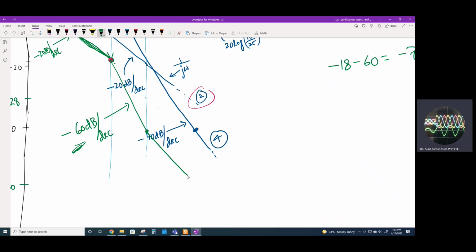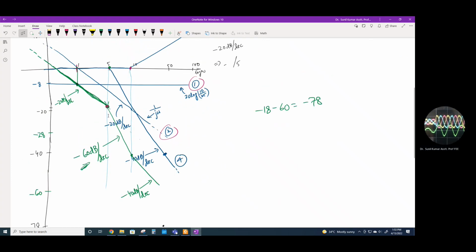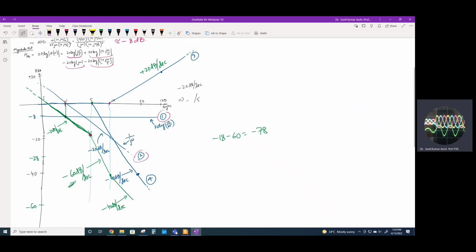Okay, something like this. You guys need to mention the slope. Okay, now what is the slope here? Like minus 20, minus 60, and minus 40 dB per decade. So this green line is now your resultant frequency response of the given transfer function.